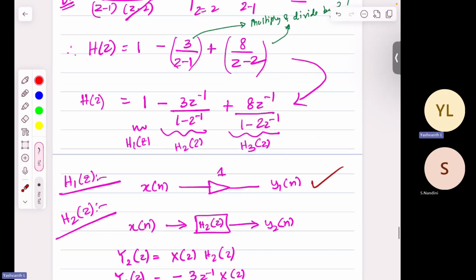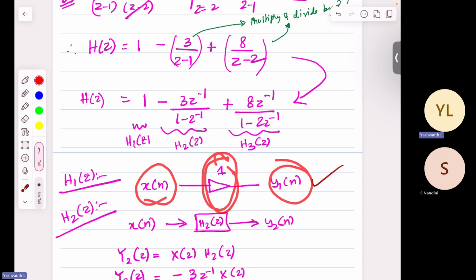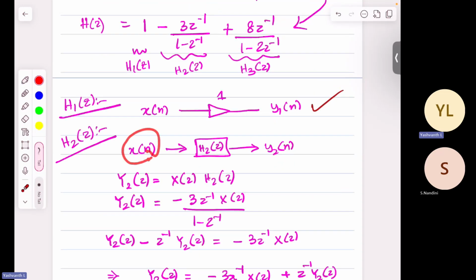So the first block is simple. H1 of z is nothing but 1. That is, it just passes the input as output. It does nothing. Take x of n, multiply by 1 and pass it to y of n. This is your H1 of z implementation. H2 of z implementation is: take x of n, pass it through H2 of z and get y2 of n.